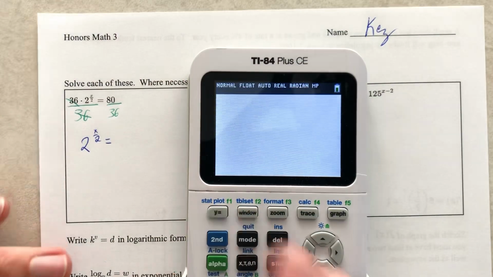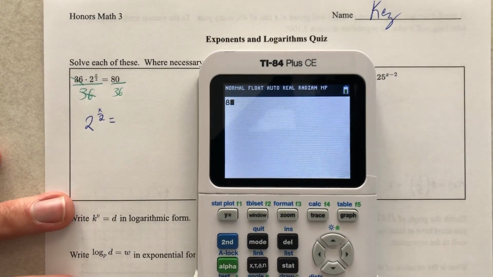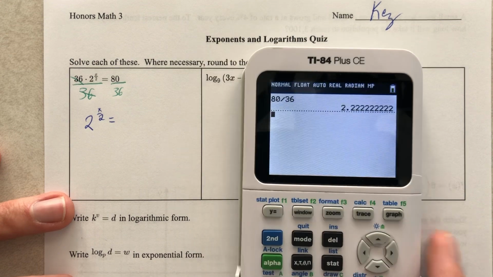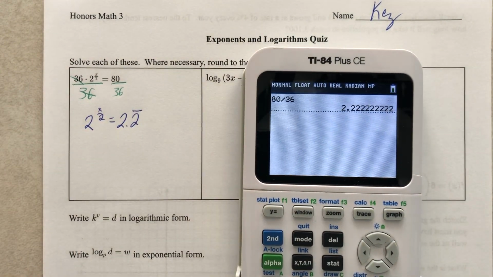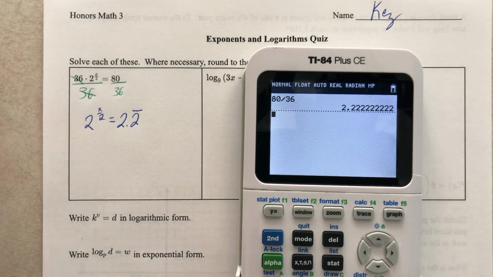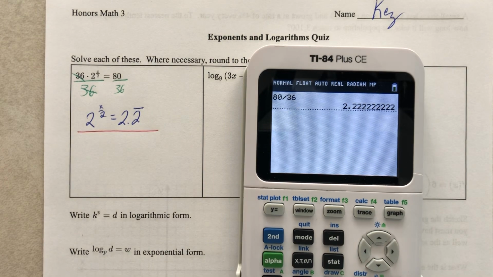And I'm going to use a calculator instead of Desmos because it just is more convenient in this context to do so. So 2.2 repeating, and we'll carry those decimals with us. At this point, if you would have gotten this far, you would have made the first step. That right there would have been worth one of the things I was looking for.